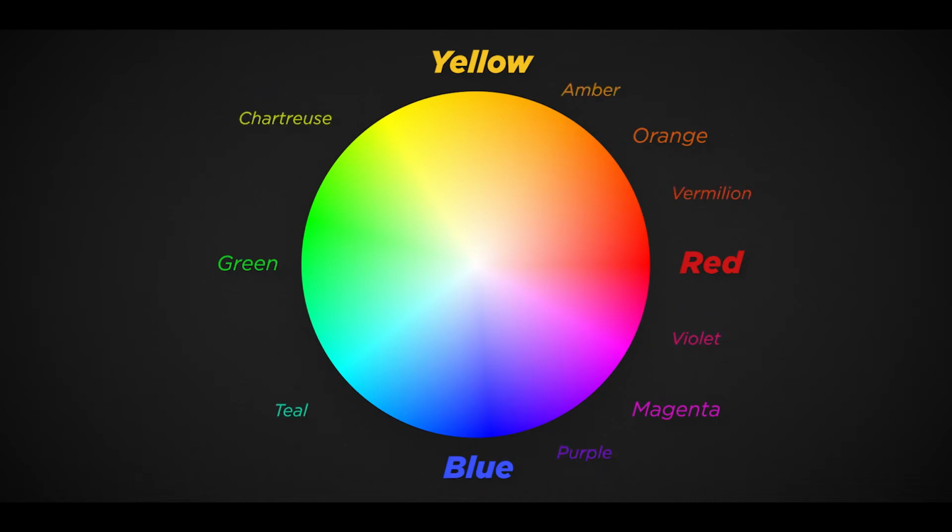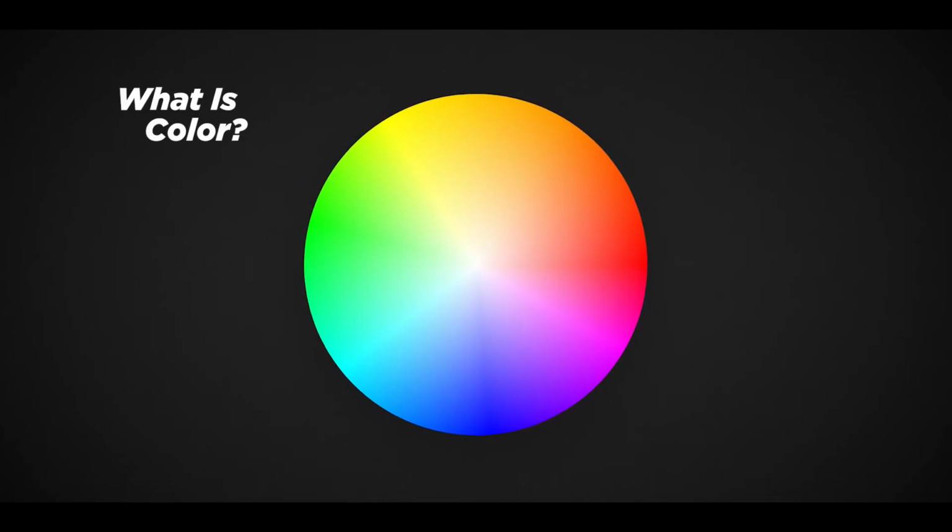Now, all of this is fine and dandy, but it doesn't really mean anything unless we understand where color comes from. So let's answer the question of what is color? Well, in terms of color grading, a color is essentially just a combination of three different values on the color wheel.